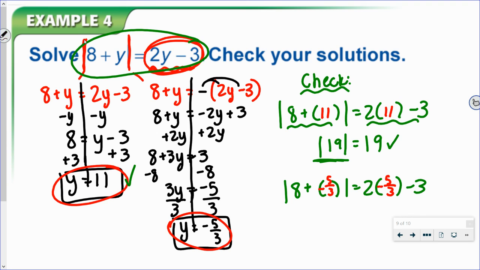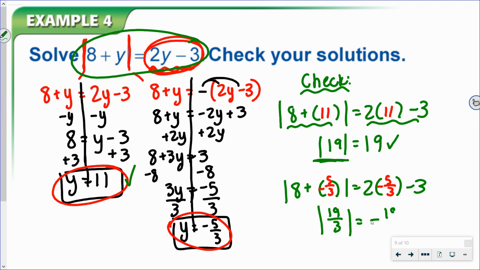Okay, I'll do some quick math for you. 8 plus negative 5/3 is 19/3. 2 times negative 5/3 minus 3 is negative 19/3. So you've got to ask yourself, and I know there's fractions, but no worries, is the absolute value of 19/3 a negative 19/3? And the answer is no.